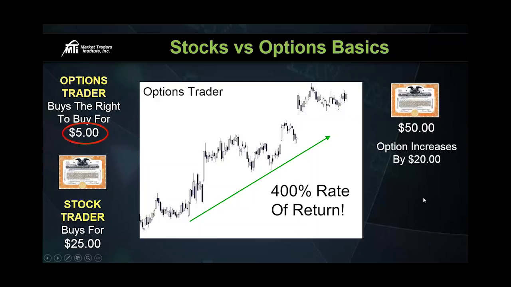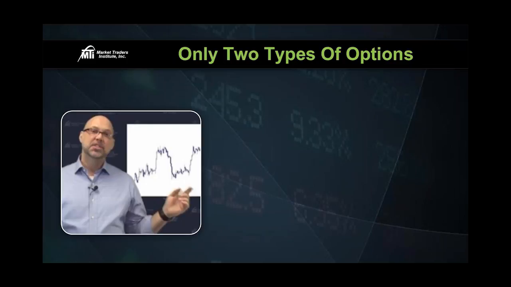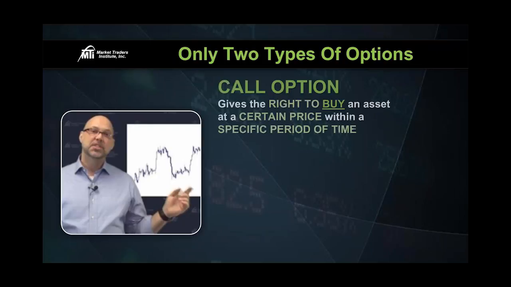Now, some of you might be thinking, well, isn't there a lot to learn as far as trading options? And there is, but all you really need to know are two different types of options. They're called call options and put options. My brand new people, this is what I want you to write down. This is what a call option is. If we believe that the market's going up, we're going to utilize a call option. A call option gives the right to buy an asset at a certain price within a specific period of time.